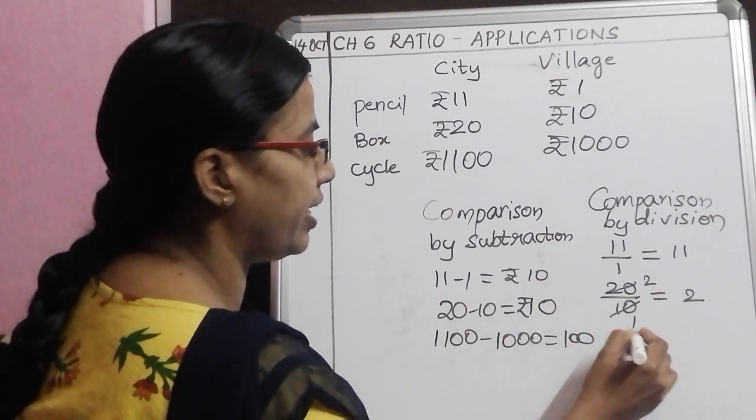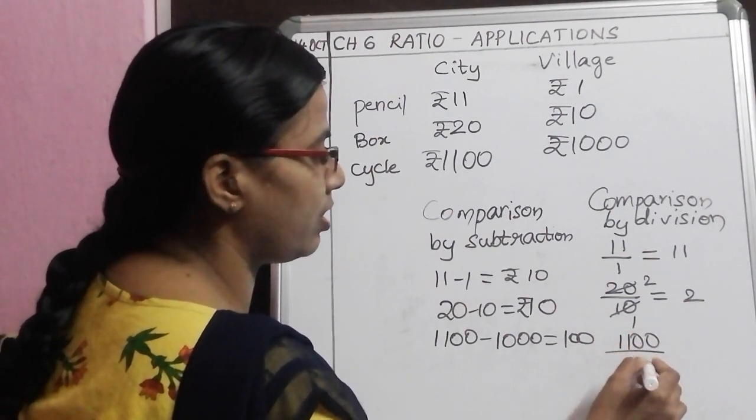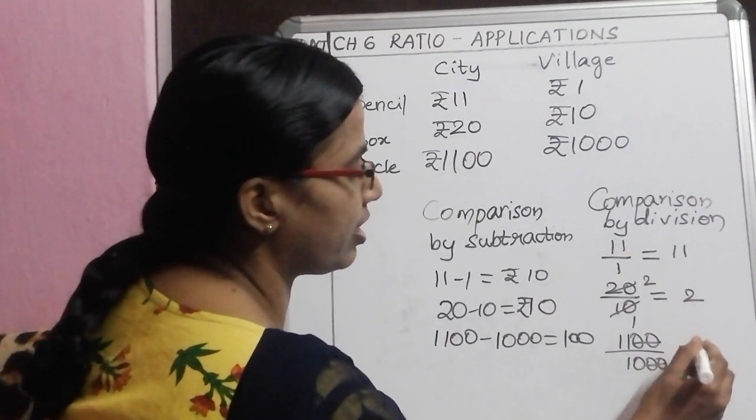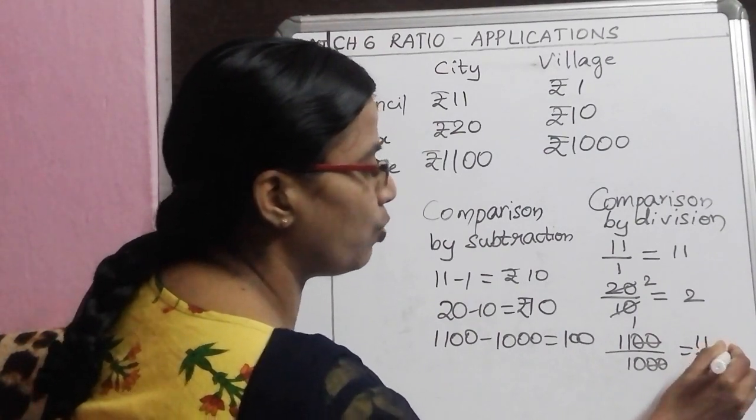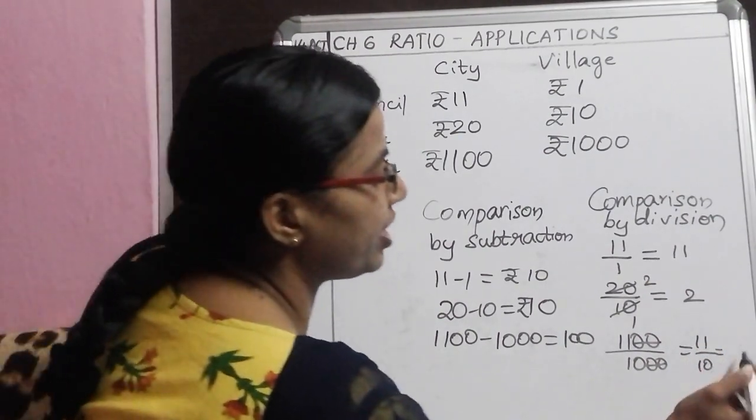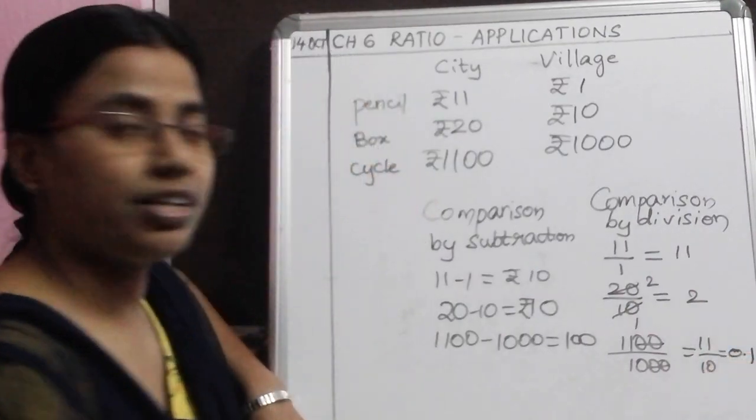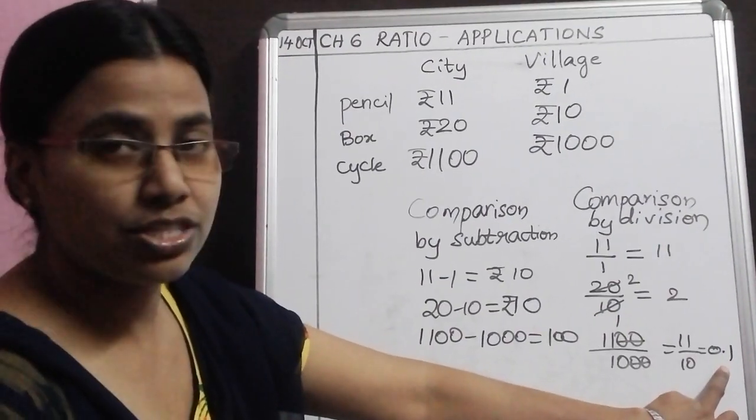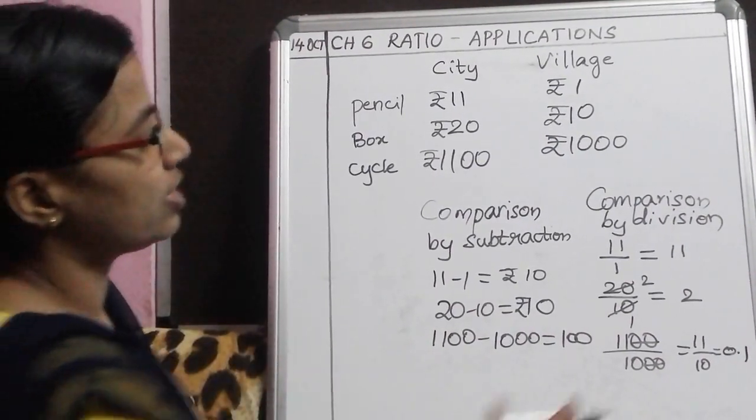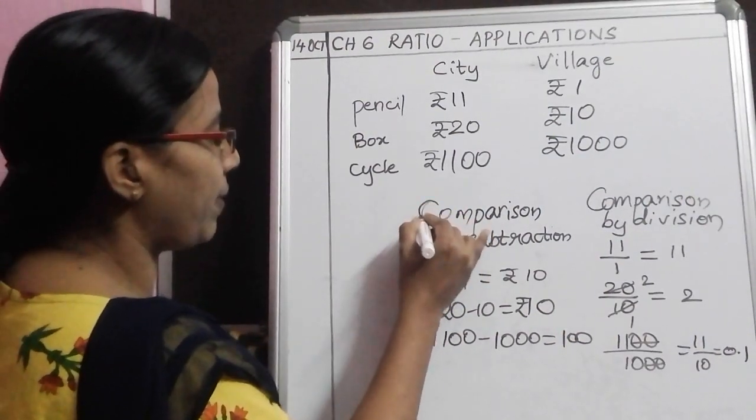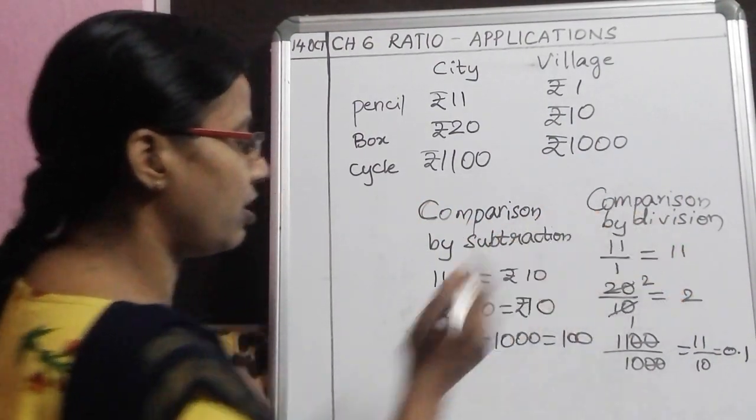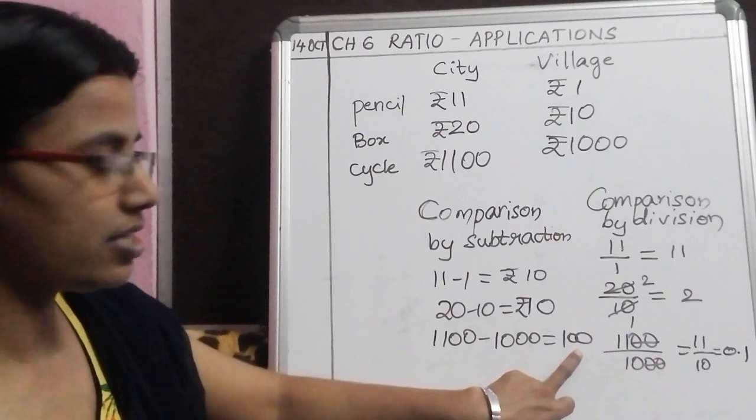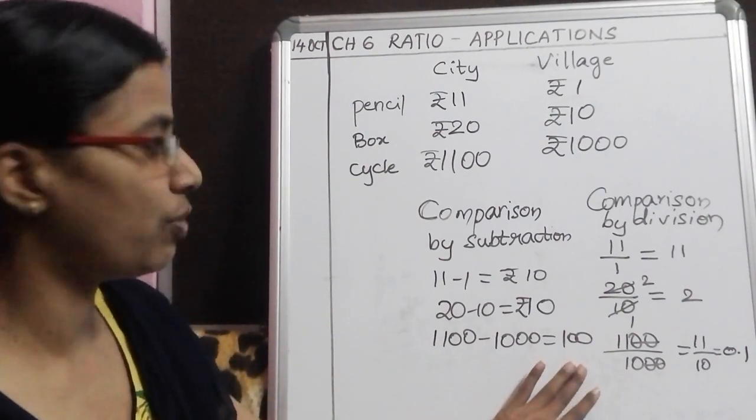Now, these two, 1100 divided by 1000. 2 zeros and 2 zeros get cancelled. Here 1 zero is there. This is nothing but 11 by 10. You can convert this into decimals. So, it is 1.1. So, this is the difference. If you can compare using subtraction, you can compare using division. Here you can see that the difference is 10, 10, and this difference is 100. This is what you have got.